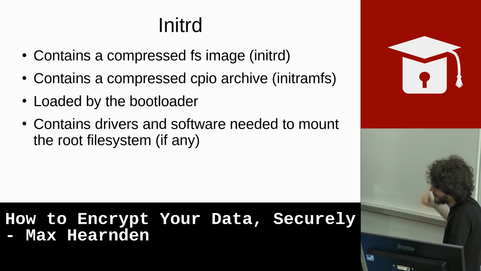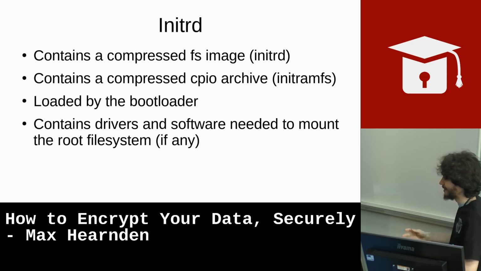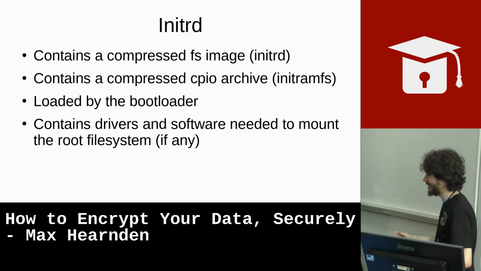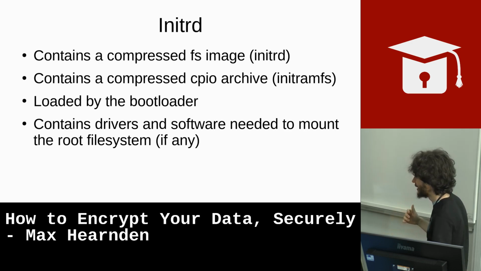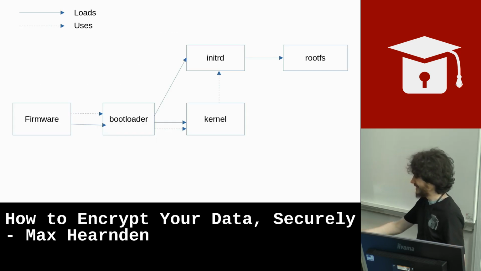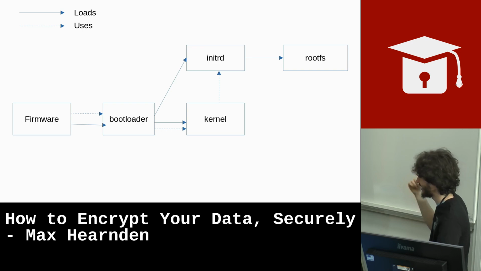It either contains a compressed file system image, which is the traditional initial RAM disk, or more recently, it's a compressed CPIO archive, because the developer didn't like tar, and it's loaded by the bootloader, because the bootloader can load the kernel, so it must be able to load the initial RAM disk, and it contains drivers and software needed to mount the root file system, like BTRFS drivers, for instance. So now the diagram from earlier might make a bit more sense.